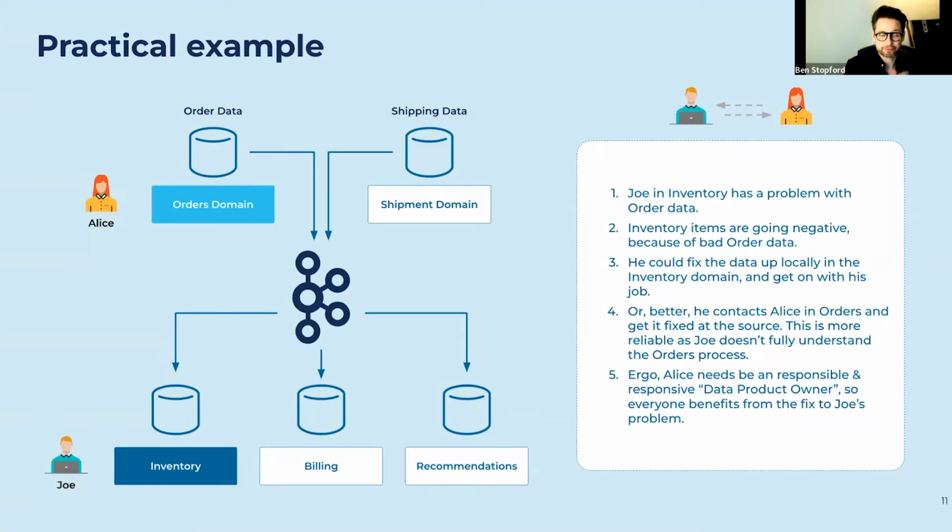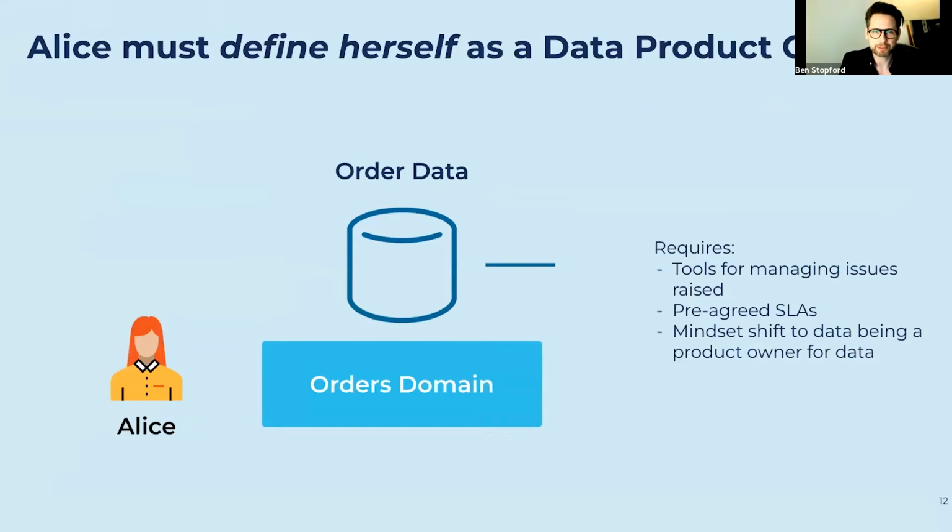You can fix at source, though. For that to work, you have to be able to iterate very, very quickly. Joe is going to fix it himself if he can't get Alice to make progress quickly, and that's the crux of getting this bit right. You have to have the processes and the technology that allow Joe to get fixes from Alice. Alice has to have SLAs. Alice has to behave like she is actually a data product owner. So when we look at this type of implementation, where we have Alice, the most important thing is that she actually defines herself as a data product owner.